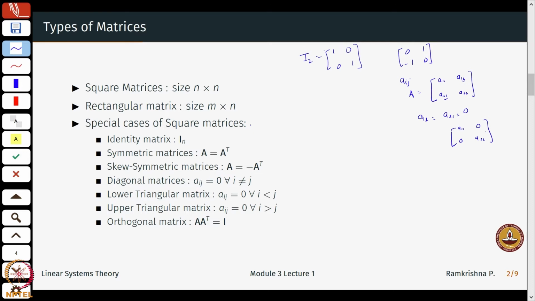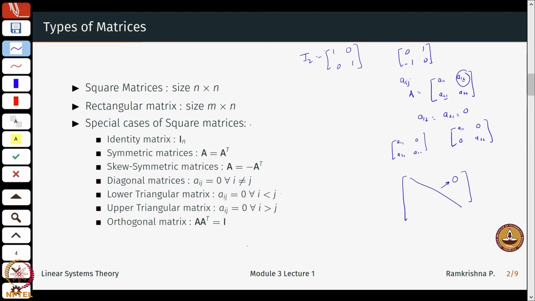Some more definitions: what is a lower triangular matrix? Again, by definition, A_ij is equal to 0 whenever i is less than j. If I just look at this, what are the cases when i is less than j? There is this one. So, a lower triangular matrix would be something like this. Or in general, if I have a larger matrix, I have the diagonal here. A lower triangular matrix would mean that all entries to the right of this diagonal are 0. That is the actual definition.